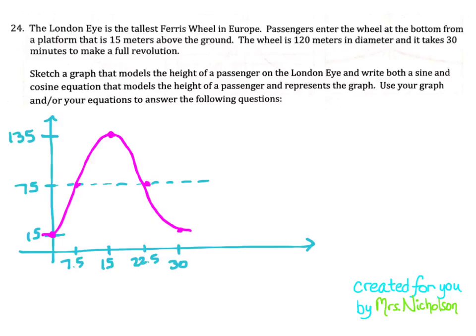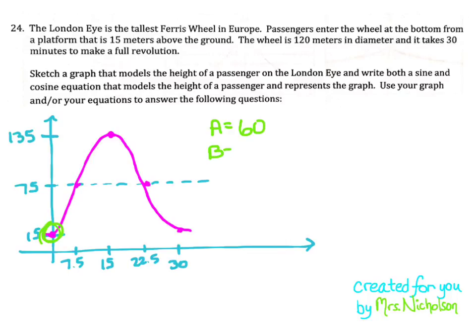So now we need to write two equations for this graph. First off, the easiest equation to write would be a cosine equation. And in fact, it would be easiest to write a negative cosine equation, because if I start here at this point, I'm starting at the lowest point in that periodic cycle, which would indicate a negative cosine function. My amplitude here, remember that the amplitude is the distance from the midline to the top, from the midline to the bottom, and that's 60.